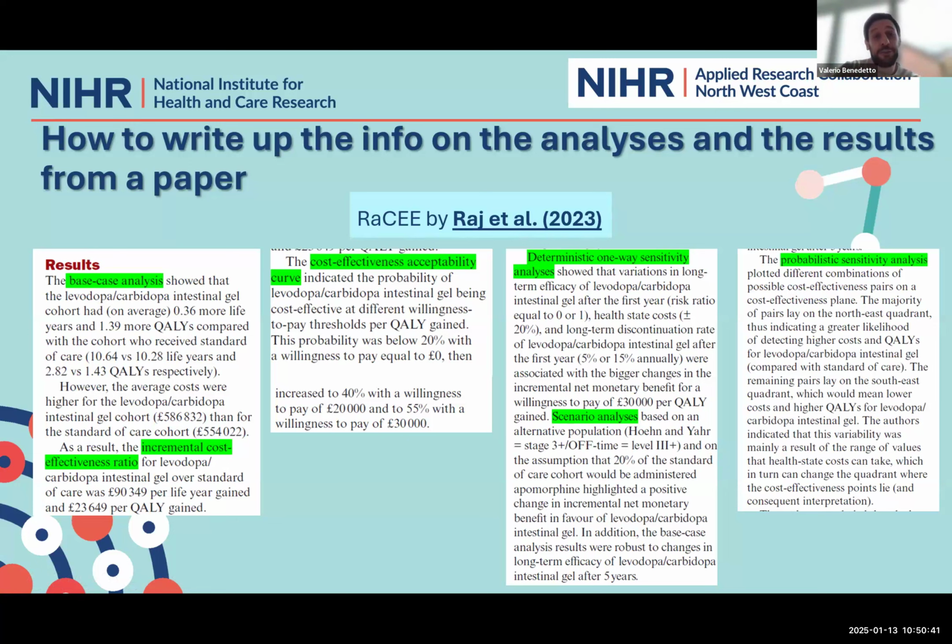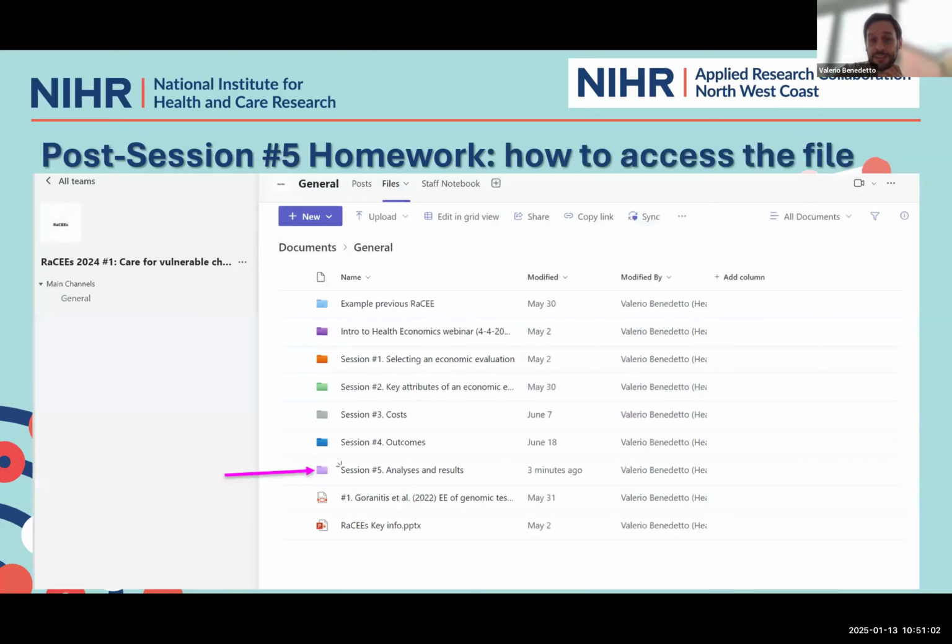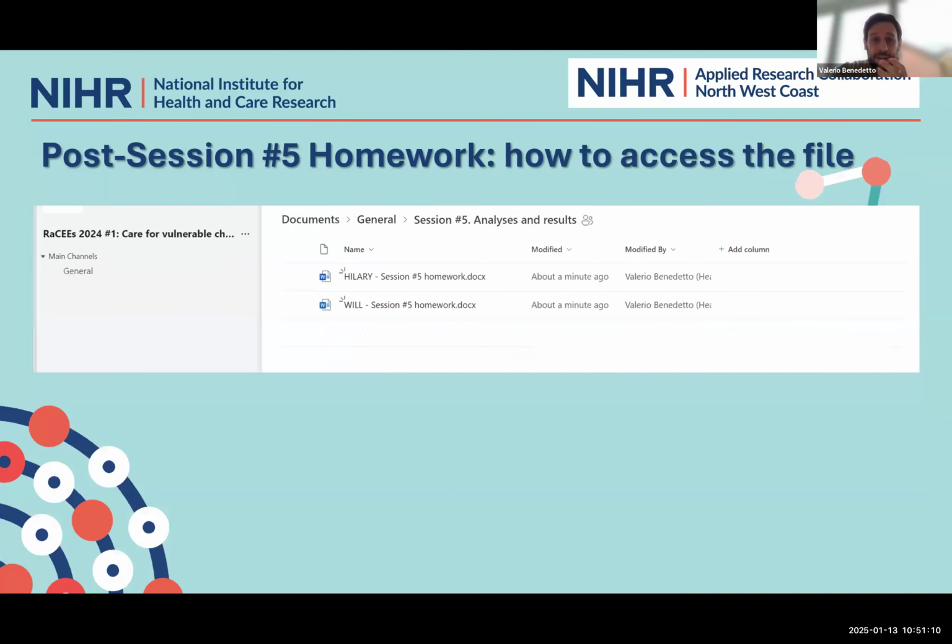The homework for today is to answer 3 questions on the interpretation of the results from your own paper. These questions are based on the tables and figures provided by the authors in the economic evaluation, and we're going to ask you to complete this task by next session, Monday, 27th of January. You can access the document by going to the section 5 folder, and you will see a document with your name. Then you can open the document. There will be 3 questions regarding the interpretation of the results from your own specific economic evaluation.